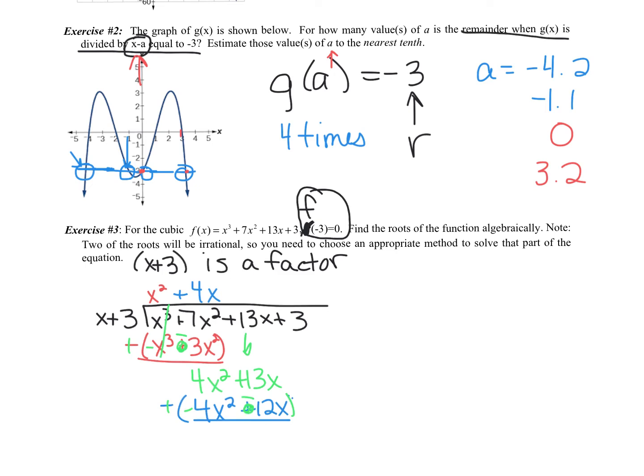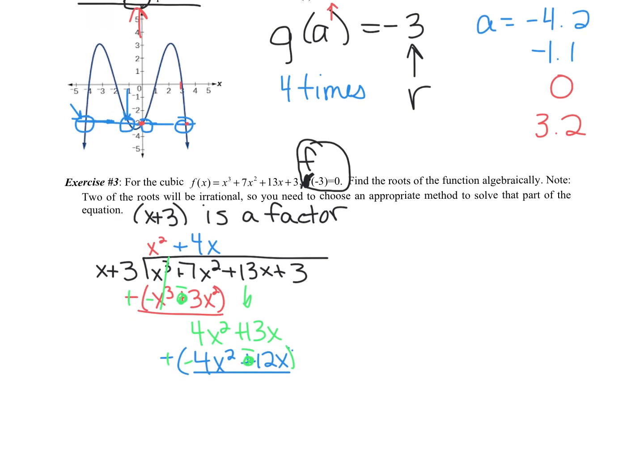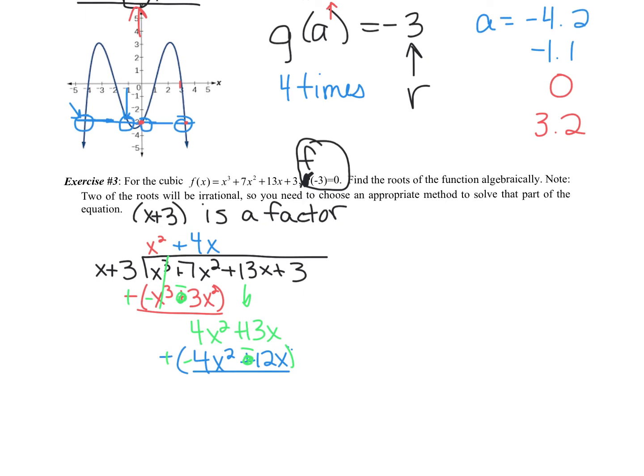when we bring this down, I'm just going to move the page up a little bit so I have room. I do get canceling and then an x, and we bring down the next number, plus 3. So we can already see that x plus 3 is going to go into x plus 3 one time. Multiply it out and subtract, and we get 0.